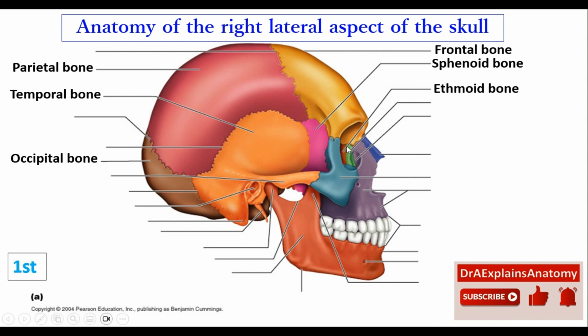This is the ethmoid bone in orange. We have one ethmoid bone in the skull. This is the lacrimal bone in green. We have 2 lacrimal bones. In blue, we have the nasal bone. We have 2 nasal bones.